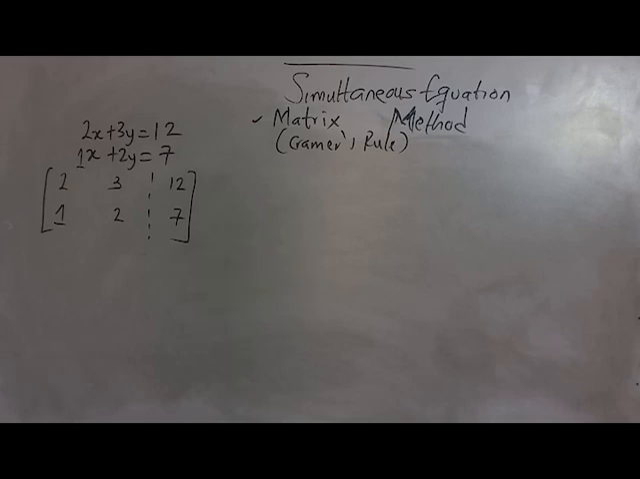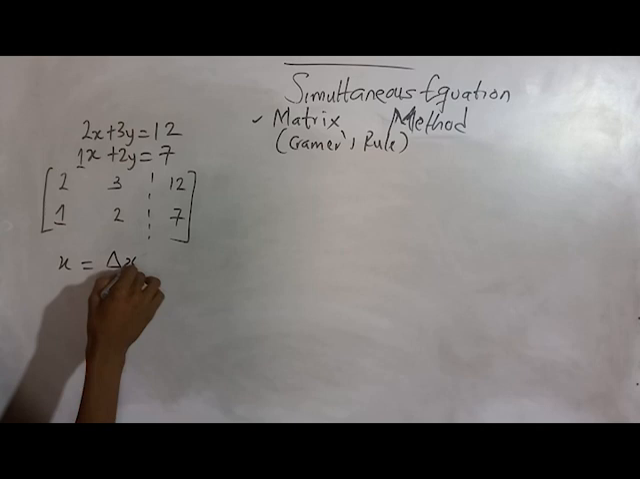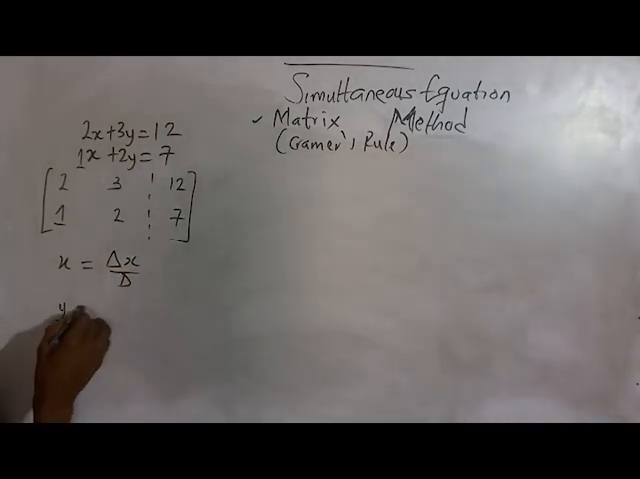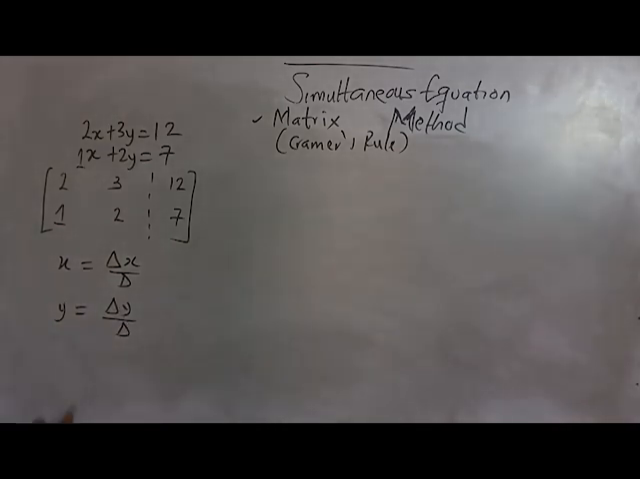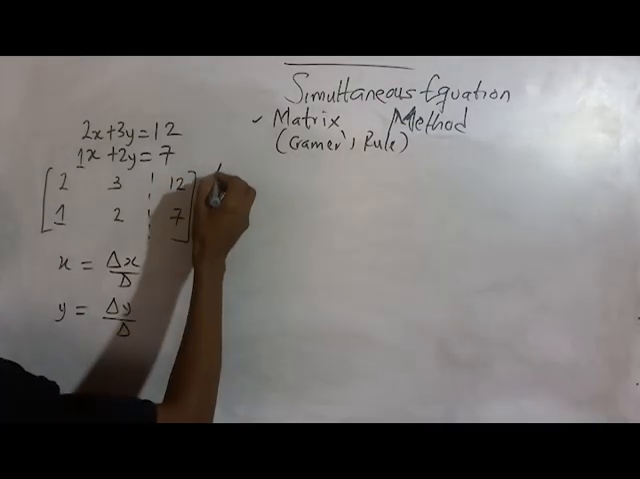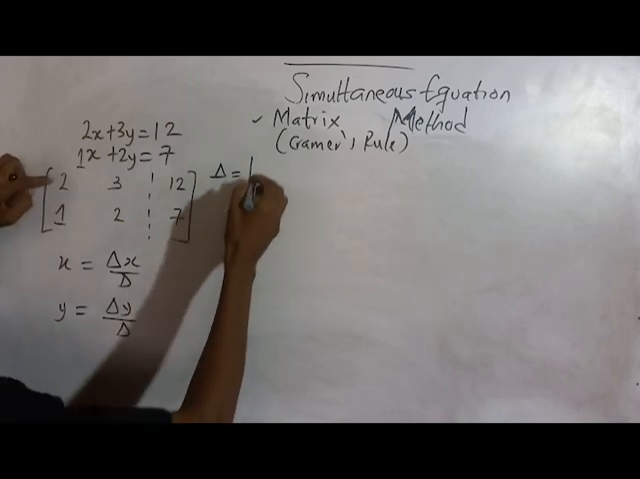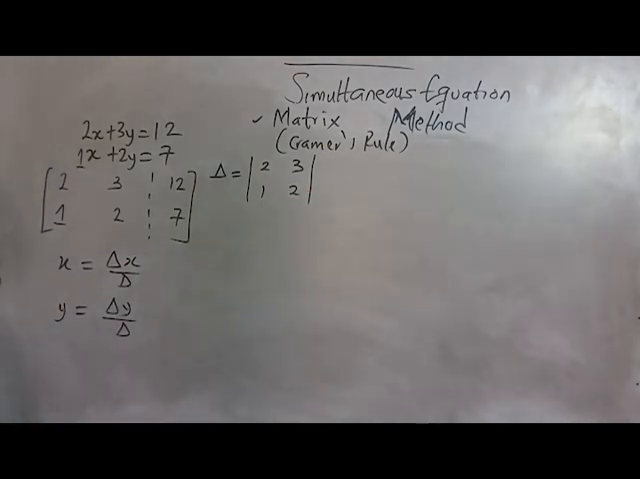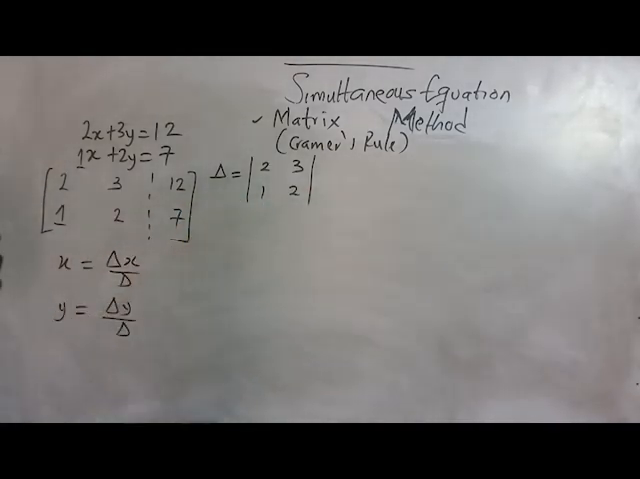What Cramer says is that for us to get the value of x, it has to be delta x over delta. I'm going to explain what this means. And to get the value of y, it has to be delta y over delta. Now, what this simply means is that delta means the determinant of the matrix of x and y. I'm going to explain this very well so that you get it. I will explain the meaning of determinant.